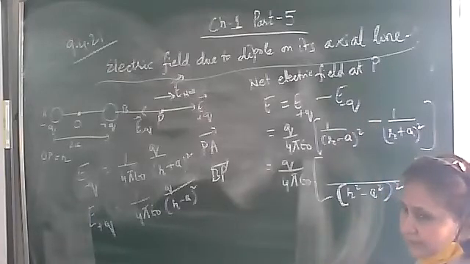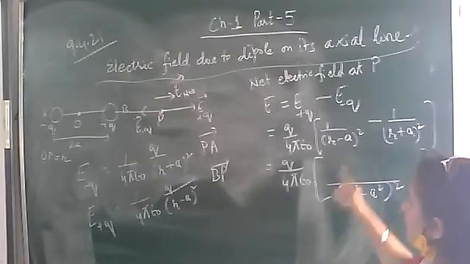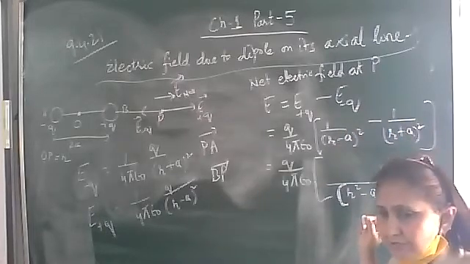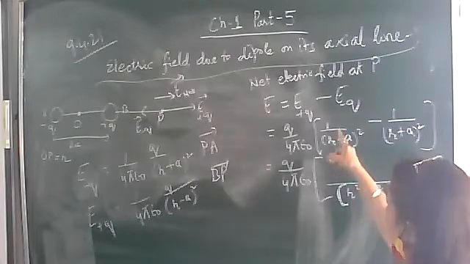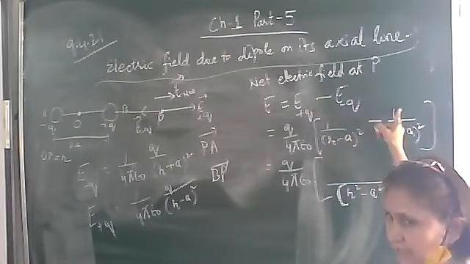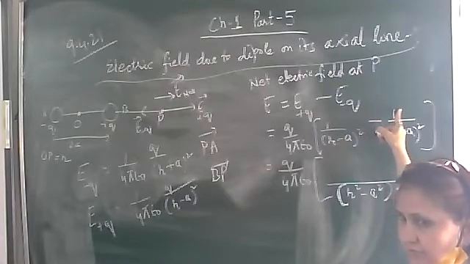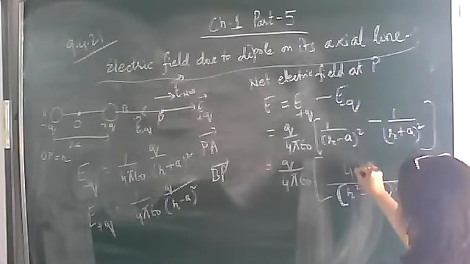Do it quickly in your mind. r square plus a square minus r square plus a square, minus a square cancels out. 2ra minus minus 2ra, 4ra. Is it so? Yes, ma'am. Very good.